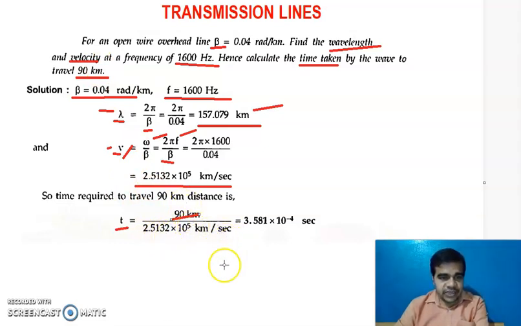So if we are solving this, we are getting 3.581 into 10 to the power minus 4 second. So hence this is the answer. So for this problem, first we need to calculate the wavelength, then velocity, and finally we need to calculate the time taken.